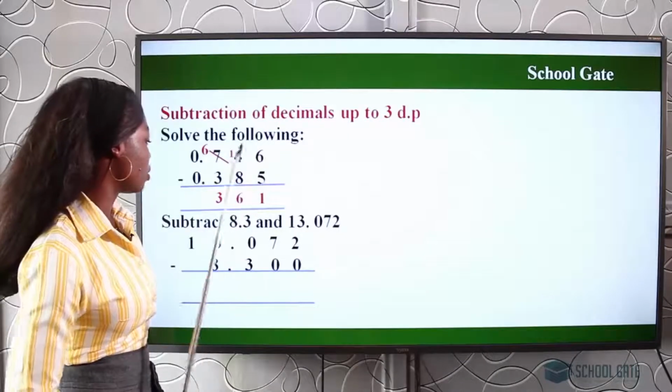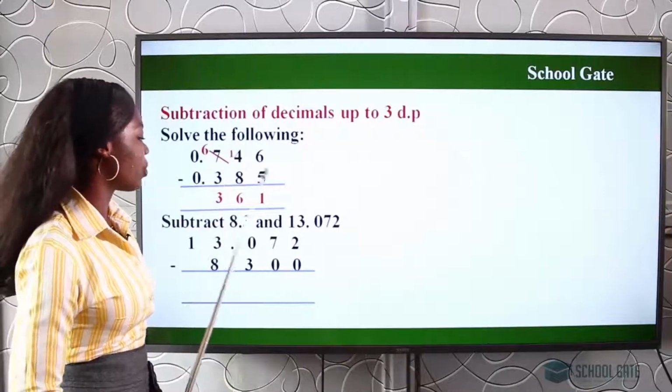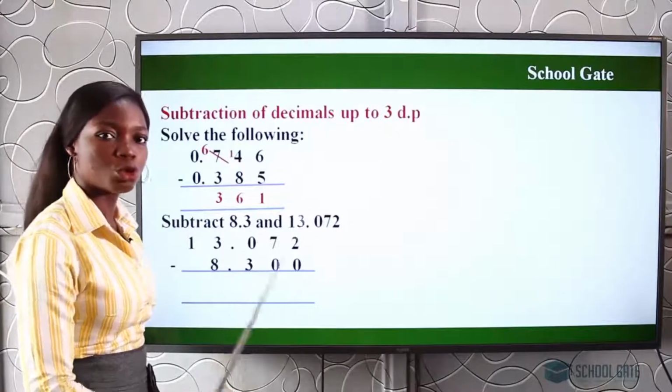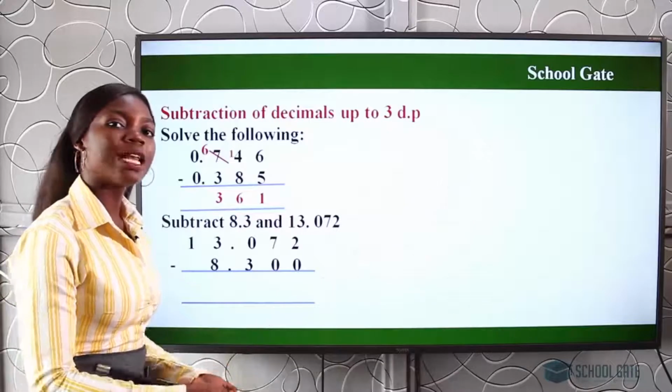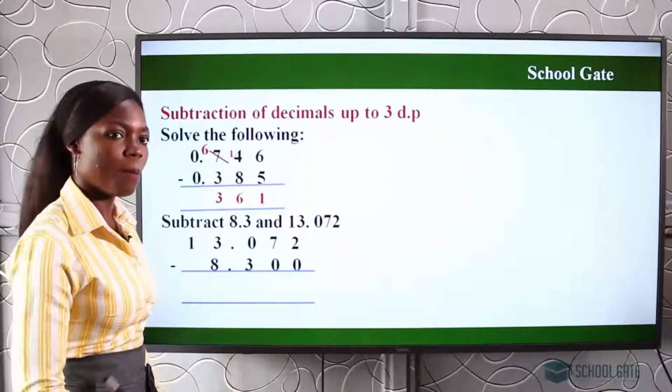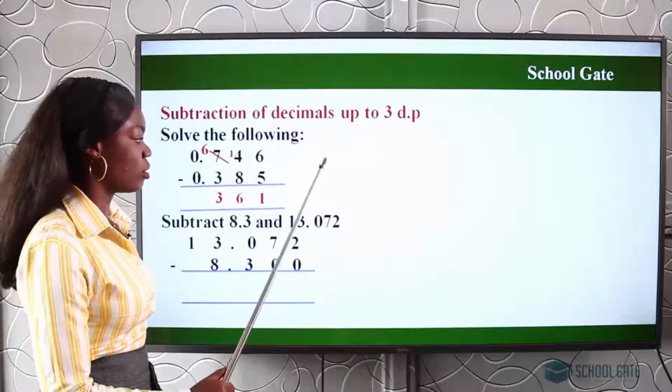Now subtract 8.3 from 13.072. As you can see, in subtraction, you subtract the smaller number from the bigger number. So this is 13.072.